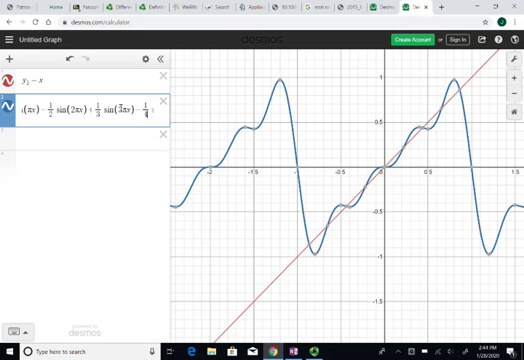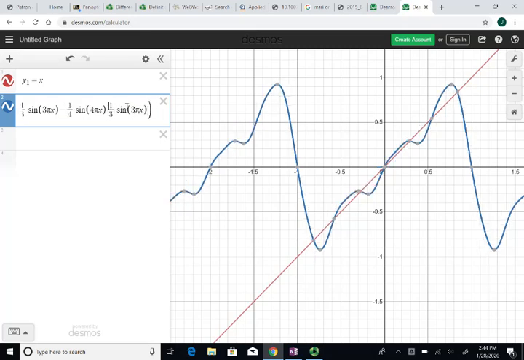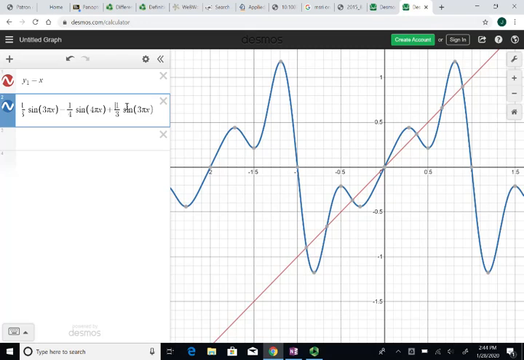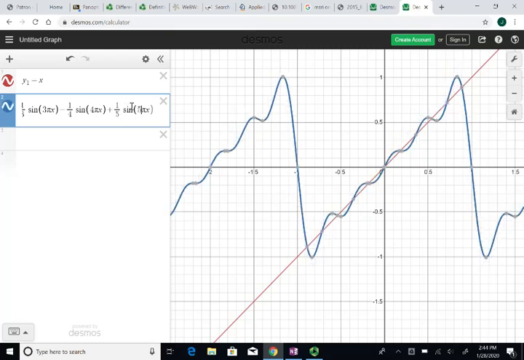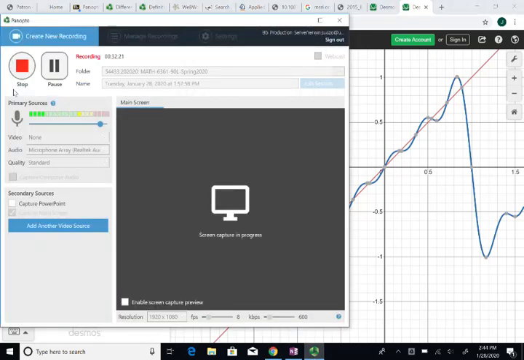Let's put one more. So we got 5, and here 5, and look at that. It's really rolling around f of x equals x. I think it's convincing, right? If you do 20 terms, it's going to look much closer, but you're going to show me that in your homework. That's where I'm going to stop the video here. Thank you very much for watching.